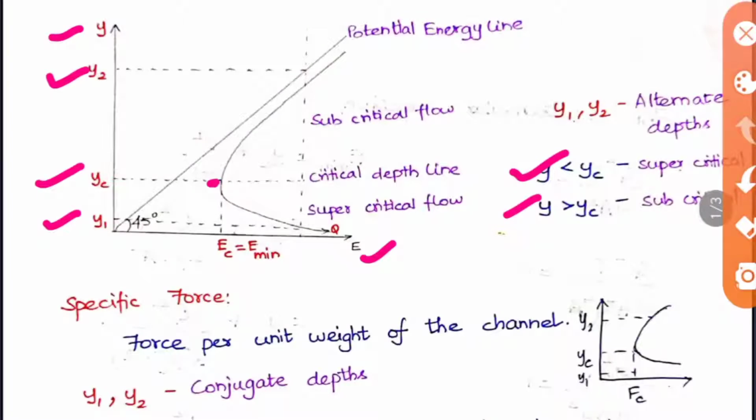So this is how we categorize the flow with respect to the critical depth. Here Y1 and Y2 are called alternate depths, that is, two different possible depths for a given flow of a specific energy are called alternate depths. So these two are alternate depths. This is all about your specific energy curve.